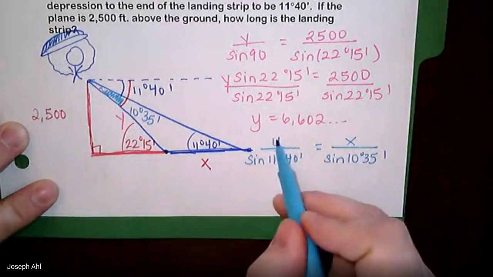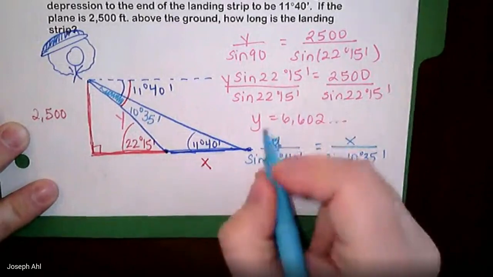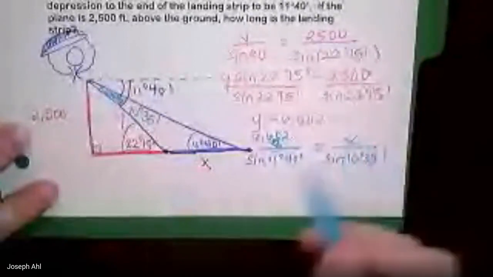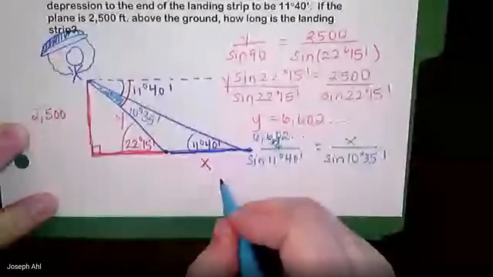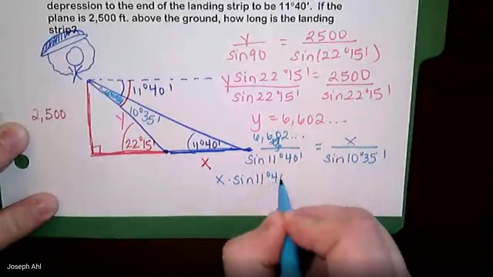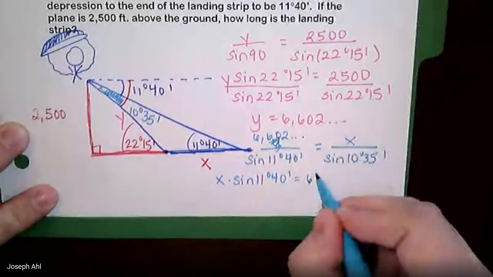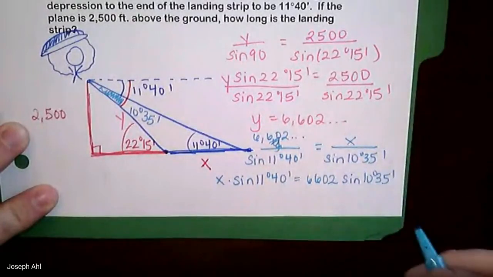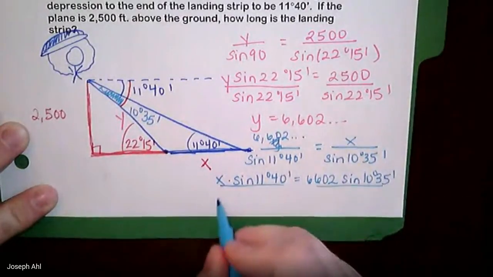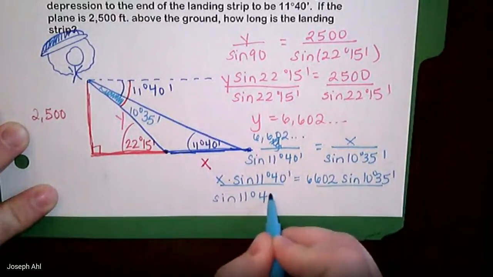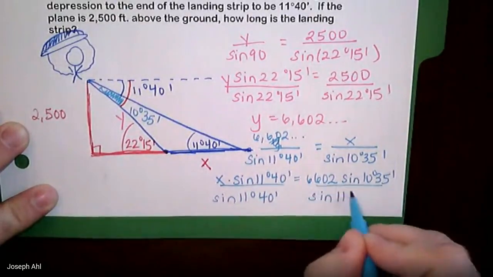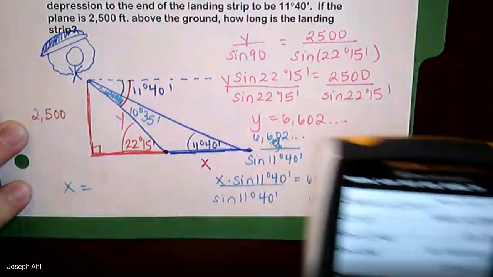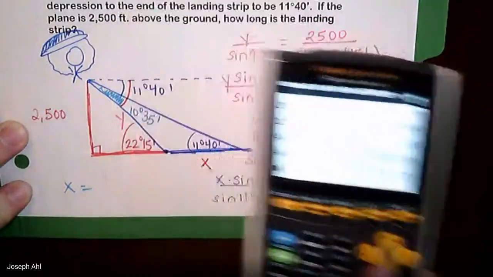Hey, by the way, instead of calling this y up here, why don't we actually say that y is 6,602, because that's the number that I'm going to use when I cross multiply here. Okay, so we get x times sine 11 degrees, 40 minutes. That equals my 6,602 times sine 10 degrees, 35 minutes. And if you divide both sides, finally, by sine of 11 degrees, 40 minutes, then we get the length of this landing area. Hopefully I'm going to make it.